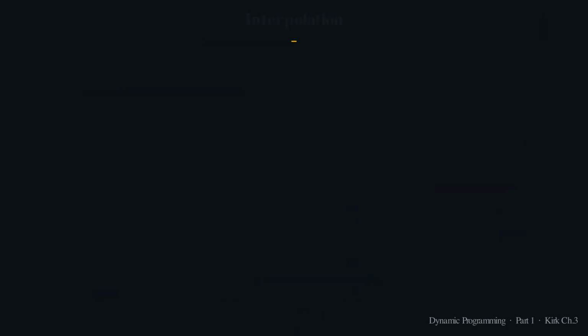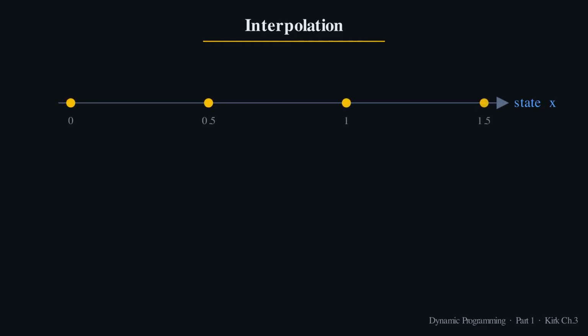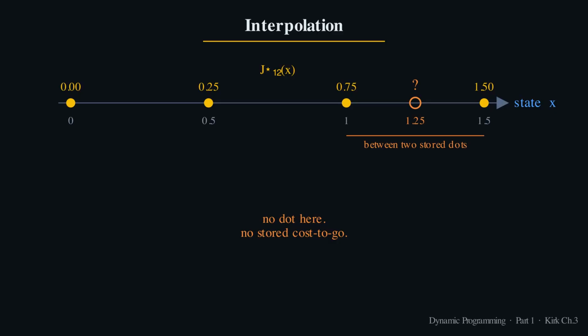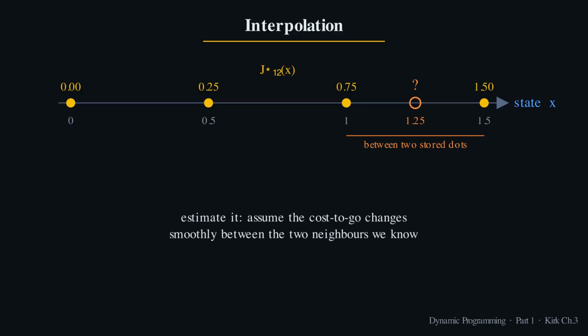There's one gap we glossed over, and it's worth slowing down for. Our grid only stores answers at a few states: 0, a half, 1, 1.5. But when you try a control, it can drop the system anywhere in between. And very often it lands right between two of our dots. Say it lands at 1.25. There is no dot there, no stored cost to go.